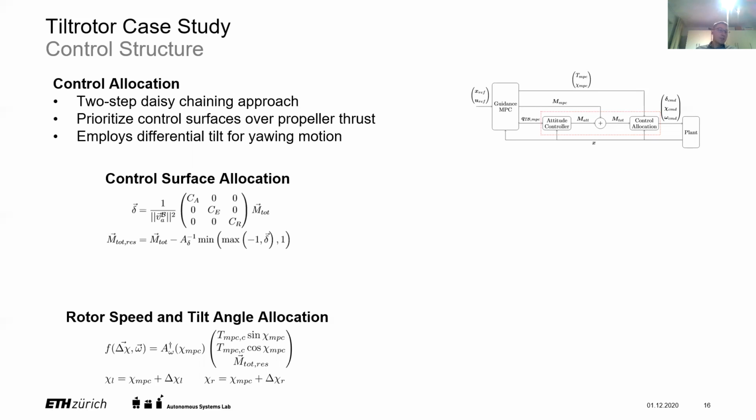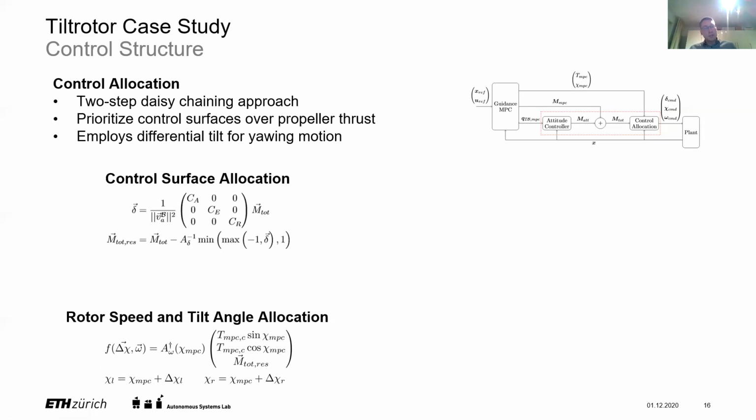This is a linear system of equations, which can be solved using this pseudo-inverse. And this actually directly gives us the rotor speeds and the so-called differential tilt. I will talk about this differential tilt a bit more in a second, but from this we can very easily obtain the actual tilt angles for the left and right-hand side of the wing. So to sum up, this is how we get the control surface deflections, the rotor speeds, and the tilt angles based on the generalized thrust, generalized tilt angles, and torque commands.